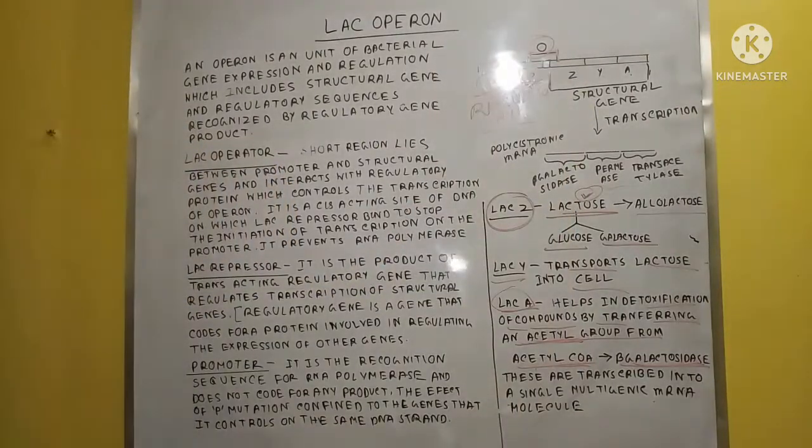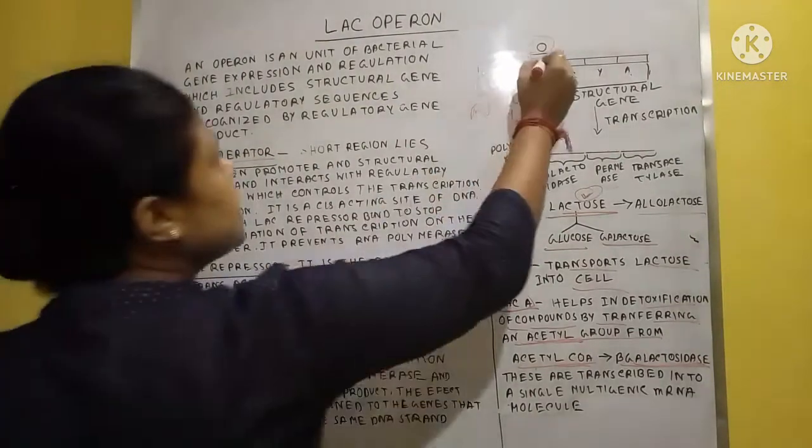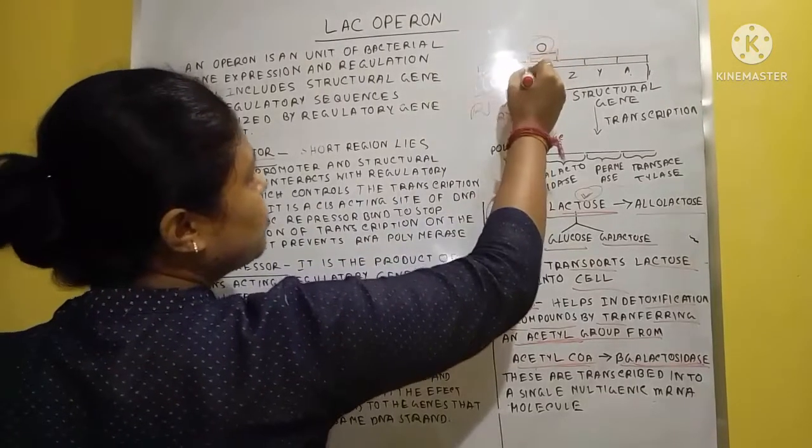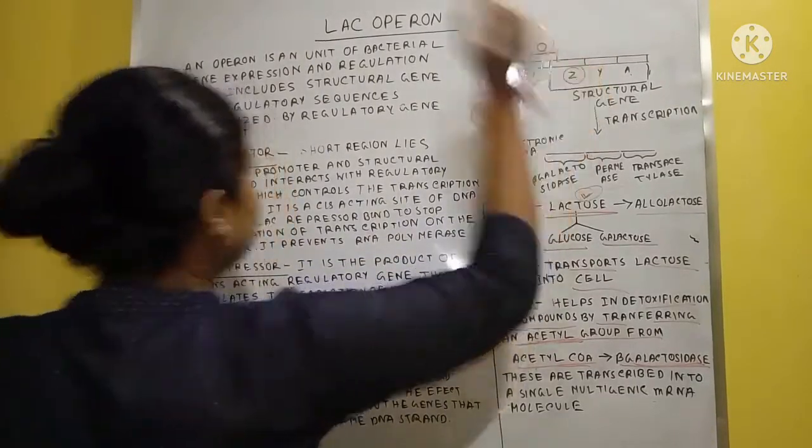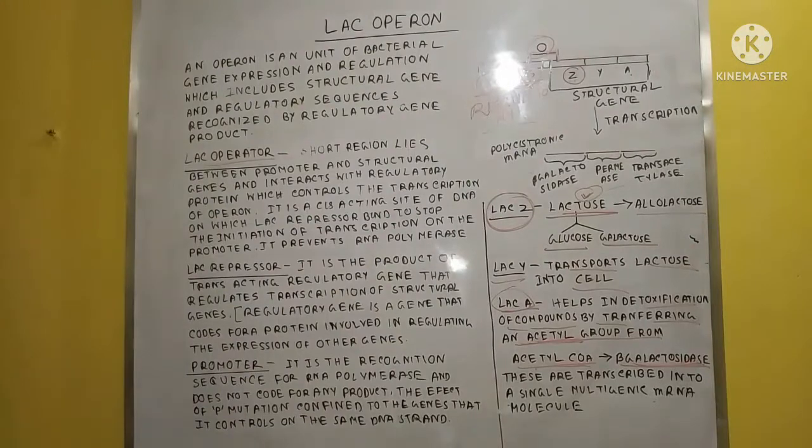So here, what is the Lac operator? We learned that the Lac operator is the region that lies between the promoter and the structural gene Z.